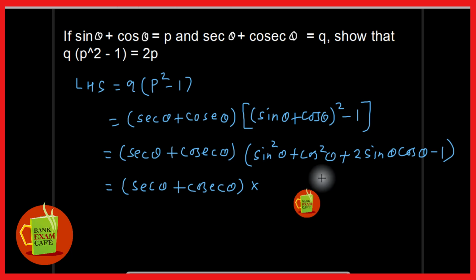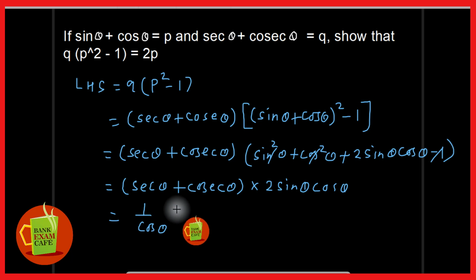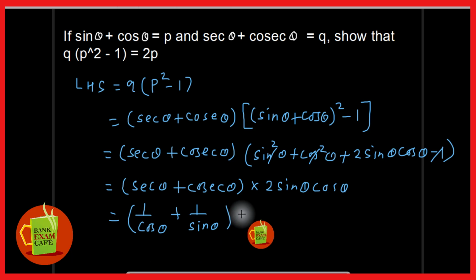into bracket multiplied by 2 sin theta cos theta, because this sin square theta plus cos square theta will be 1 and this minus 1 will get cancelled. Now here I put the values of sec theta as 1 upon cos theta plus cosec theta is what? It is 1 upon sin theta, multiplied by 2 sin theta cos theta.